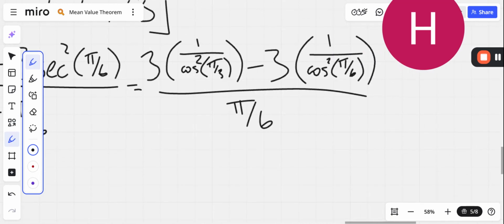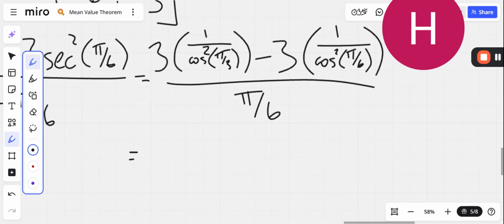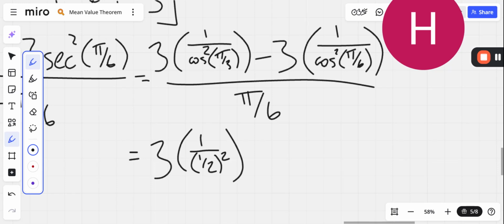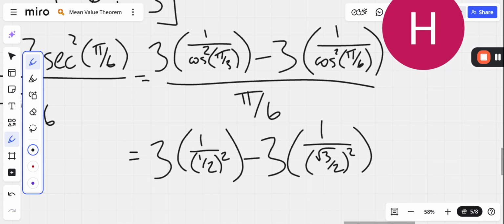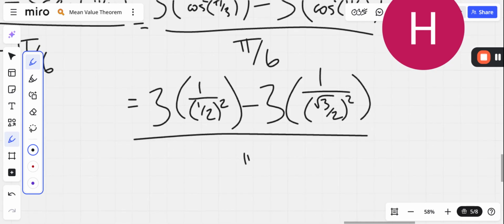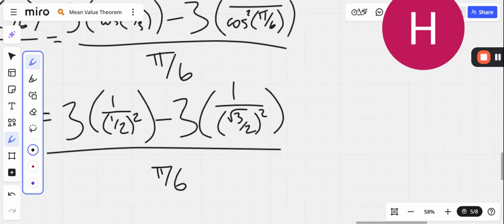Okay, so what do we get? Cos of pi over 3, of course, is just 1/2. So we're going to have 3 over 1 over 1/2 squared minus 3 times 1 over rad 3 over 2 squared, and then all over pi over 6. So what do we get here?